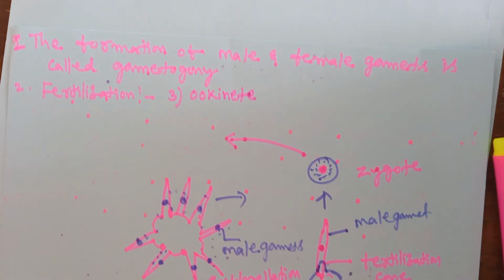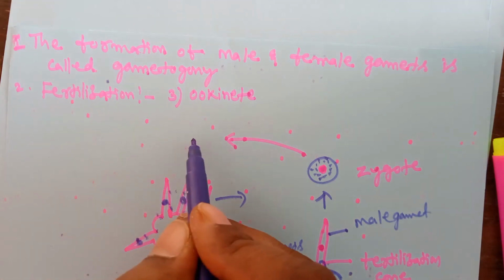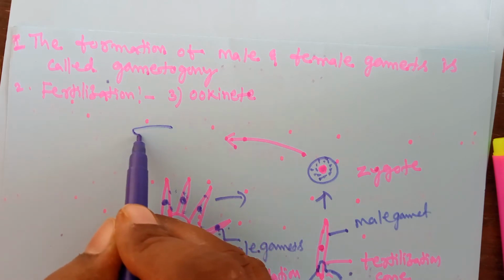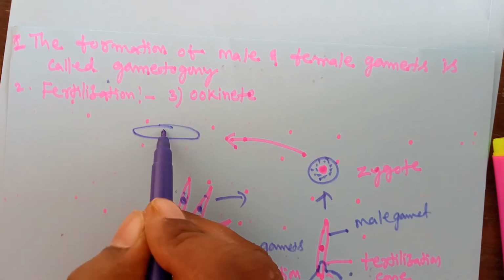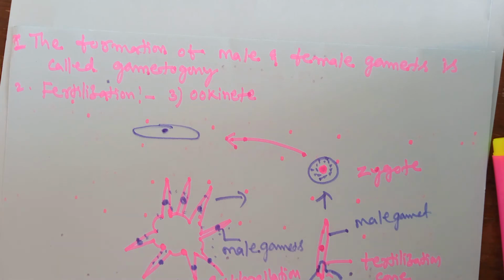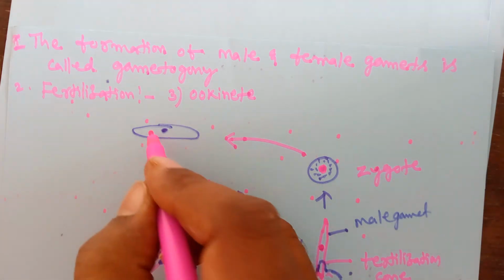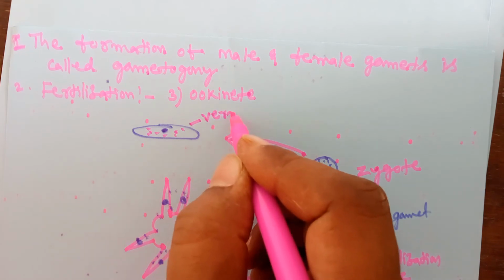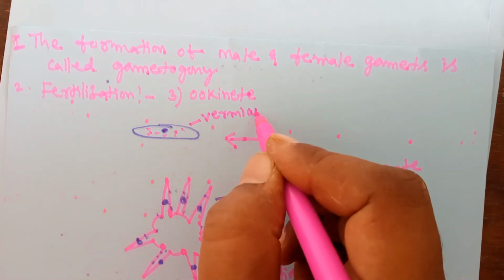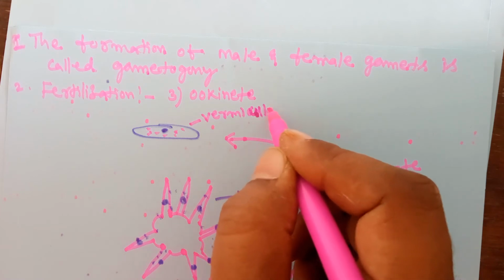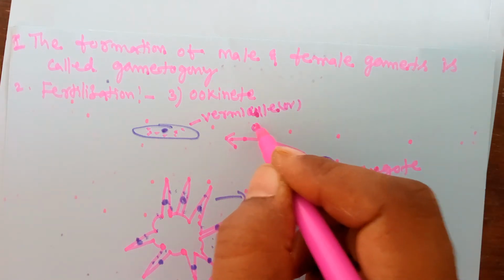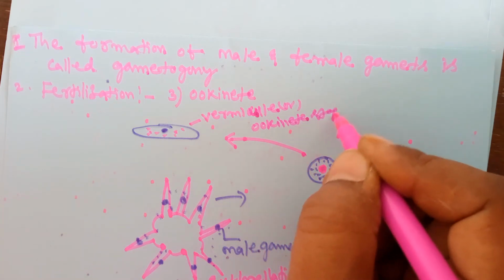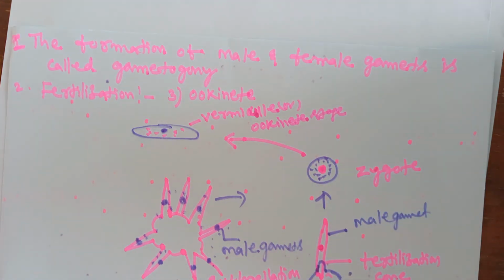So after 24 to 48 hours, the zygote is converted to a worm-like structure. That is called the vermicule or ookinete stage. This is called the vermicule, or ookinete stage.